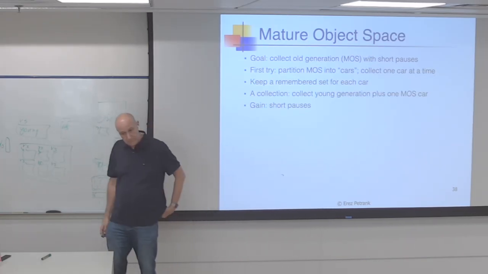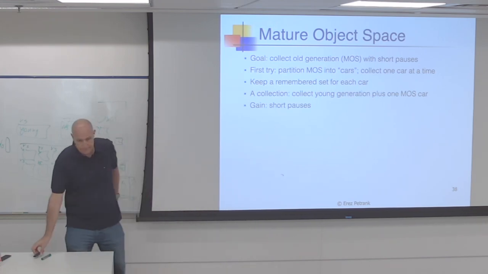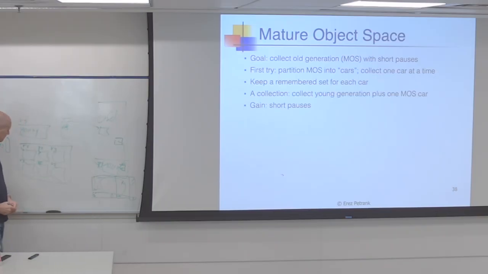Couldn't one object in a different car be a new object that has a reference to something in the car we're currently collecting? If this happens, then I will see it in the remembered set, and then I will not reclaim the target. In the future, it will be updated in the remembered set.